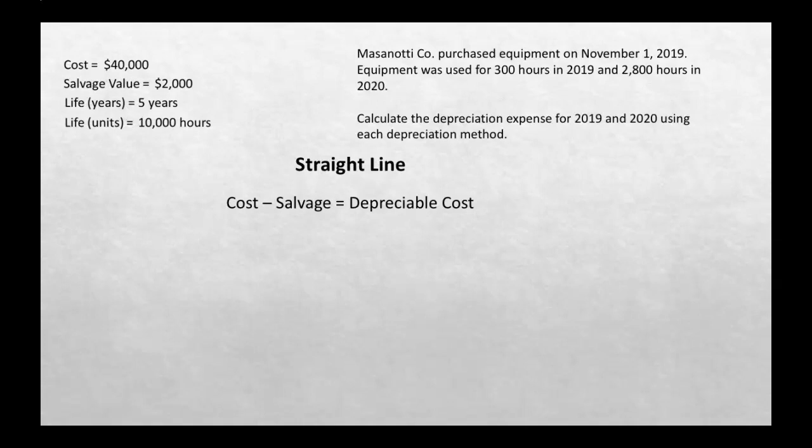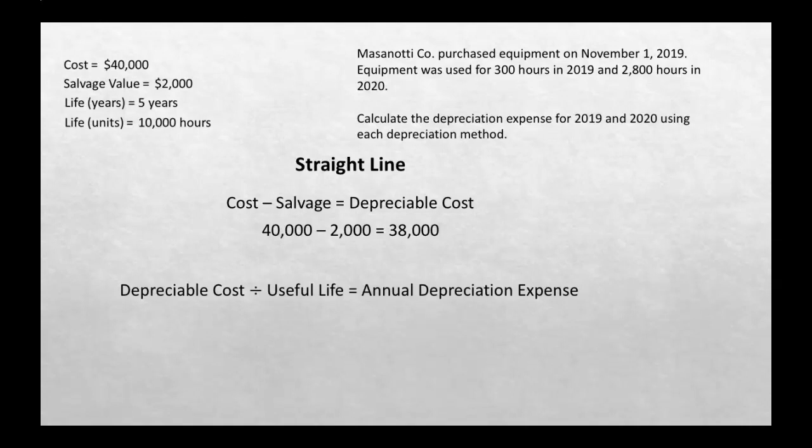Let's start off with straight line. So we start off with cost minus salvage equals depreciable cost. So our cost is $40,000. We subtract out the $2,000 salvage, and our depreciable cost is $38,000. Then we take that depreciable cost, divide it by its useful life in years to get its annual depreciation expense. So 38,000 divided by 5 is 7,600 as your annual depreciation expense.